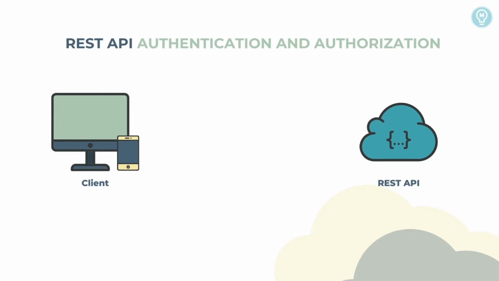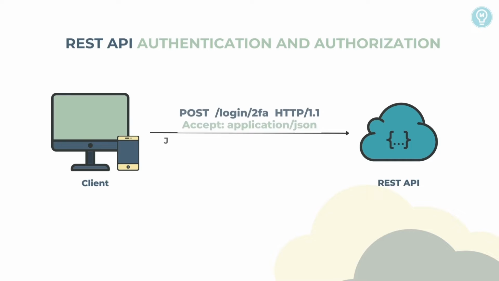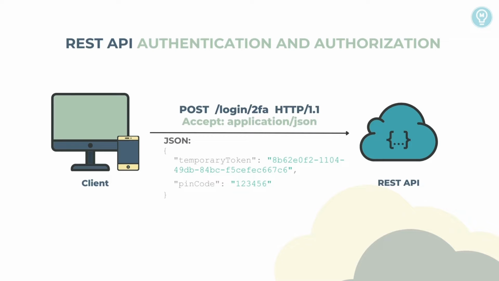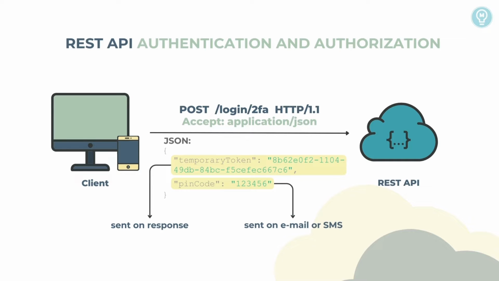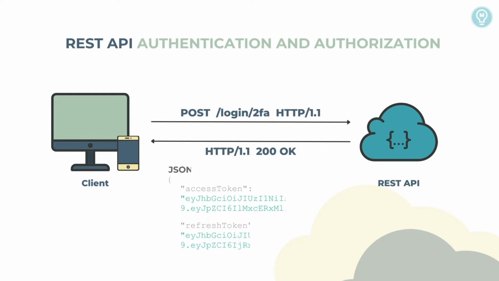Then for the second step, the client should make another request to a different endpoint, sending in the request body the temporary token sent in the response and the PIN code sent by email or SMS. If everything is okay, the API should then authenticate the user and send a success response with the access and refresh tokens in the response body.